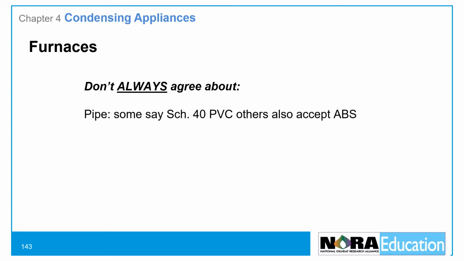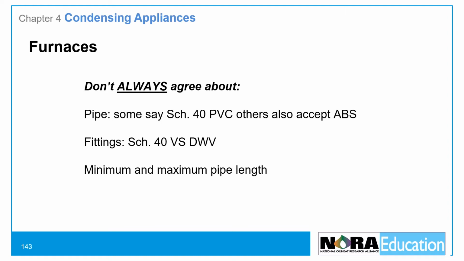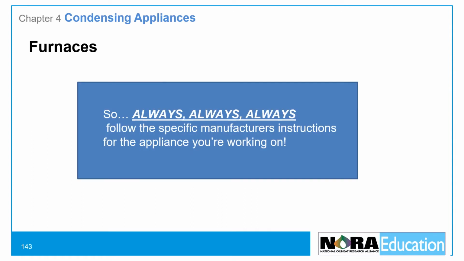And there are significant differences in a number of areas, including in the pipe. Some manufacturers specify rigid Schedule 40 PVC only, while others also accept ABS. In the fittings, some specify DWV, and some accept Schedule 40, and there are differences in the minimum and maximum length of piping. So it's critically important that installers and service technicians always follow the specific manufacturer's instructions for the appliance they're working on.